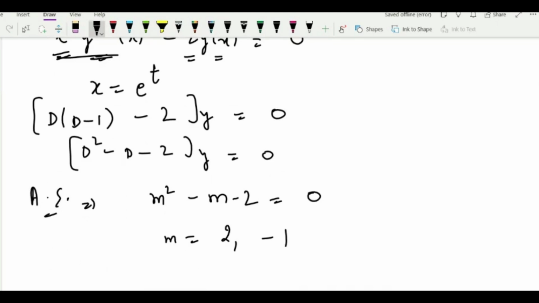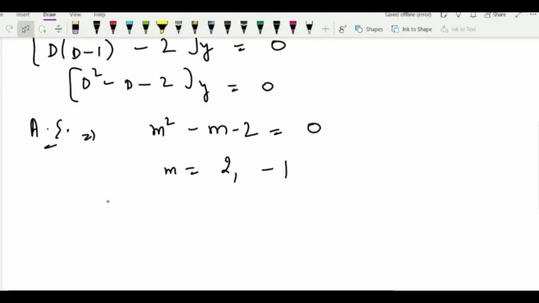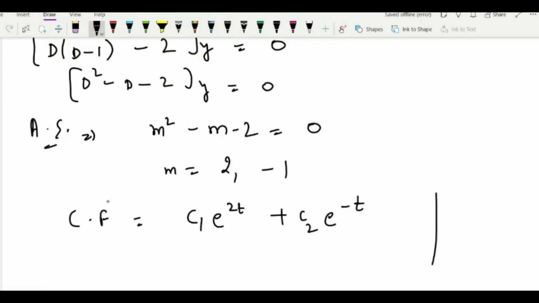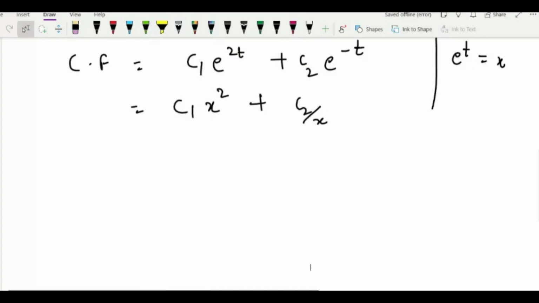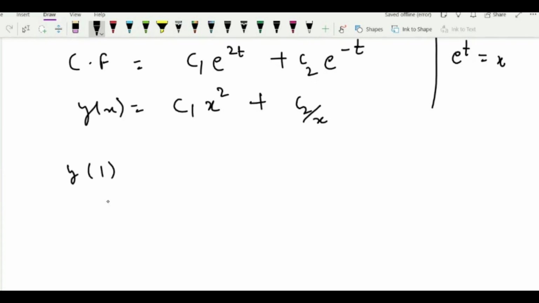So these are real and distinct roots, and in this case we have the CF as C1 e^(2t) + C2 e^(−t). Substituting back e^t = x, we get C1 x² + C2/x. So this is our CF, and as this is a homogeneous equation, this will also be our complete solution. Now we have been given two conditions, y(1) = 1 and y(2) = 1.